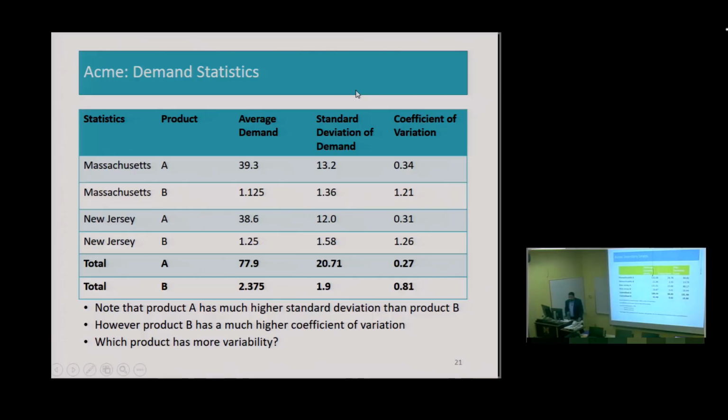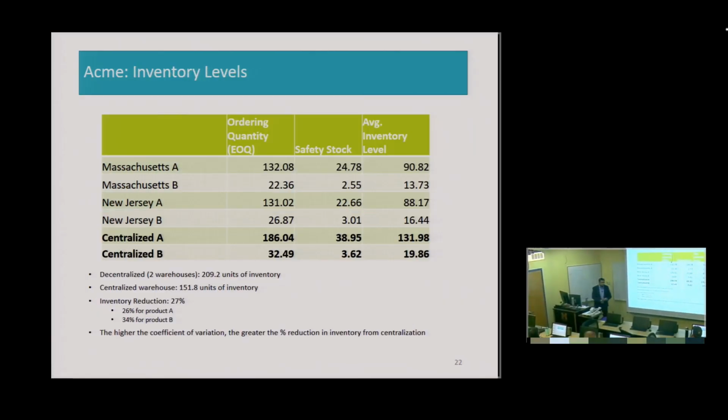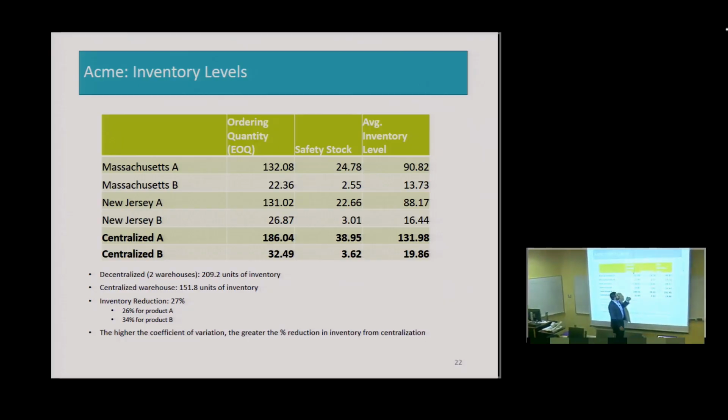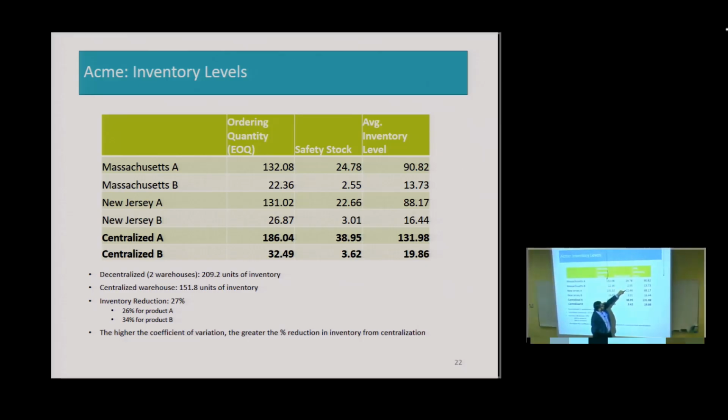So we can then calculate safety stock and average inventory level for each product for each region. So for product A in Massachusetts, you need this much safety stock. Product A in New Jersey, you need this much. Product B, you need this much. And then the total, you need this much.